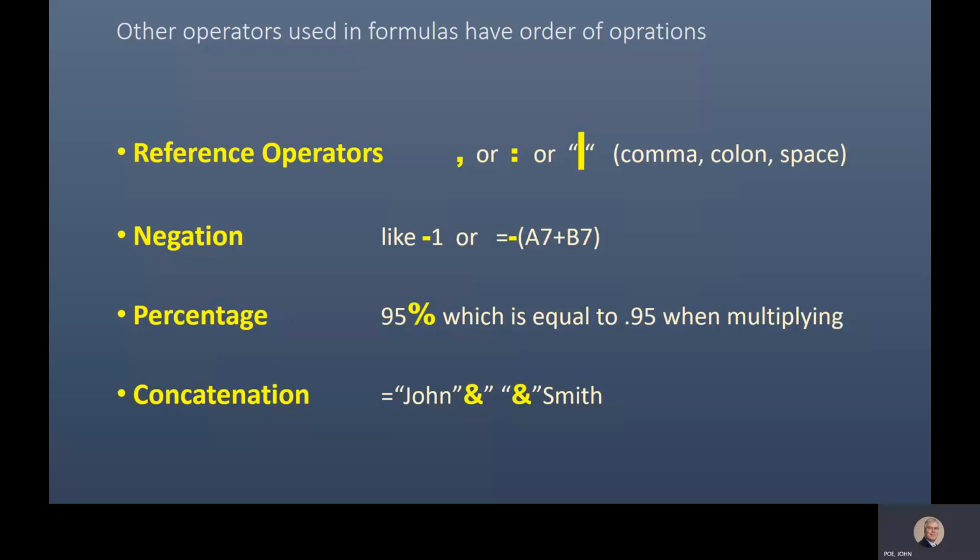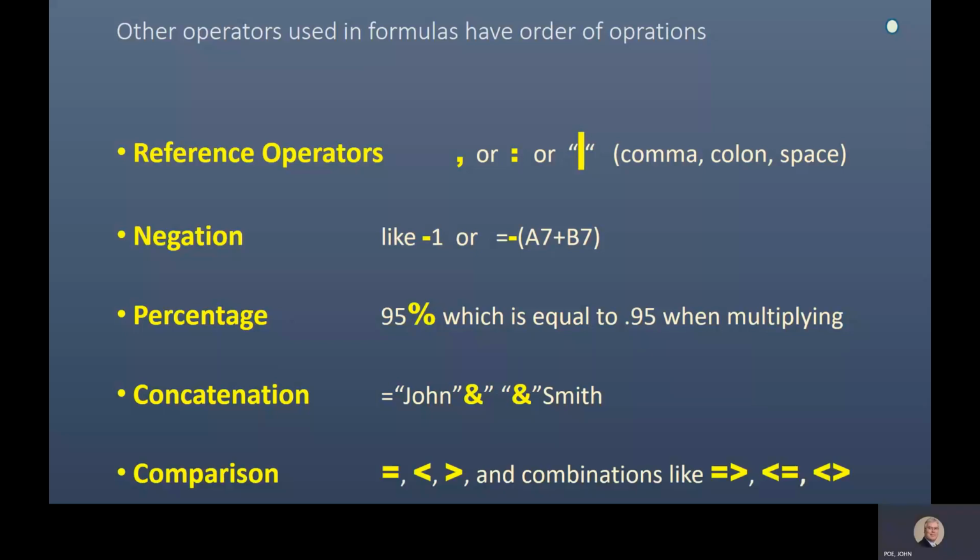And concatenation. By accident one time, I meant to put a plus symbol in between here, and I accidentally entered the and symbol. Simple oversight, until I realized that it had taken the contents of the cells, instead of adding them together, it was actually concatenating them. And then the final thing that we'll deal with is comparison. In this case, it's equal to, less than or greater than, or combinations: greater than or equal to, less than or equal to, or less than or greater than.